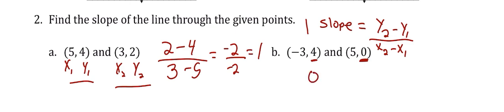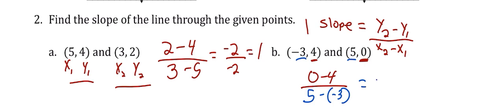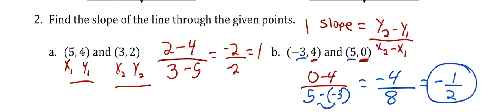I'm not going to label it this time. I know this is my y2, this is y1, so I'm going to just write it as 0 minus 4 over, and then I'm going to do the x's in the denominator, just so you see where I'm getting them from, 5 minus a negative 3. So my final answer is going to be a negative 4. We know that minus a negative becomes a plus, so it's negative 4/8. And you might think, well, can't we reduce that? And yes, we can. So let's reduce it and say our slope is negative 1/2.